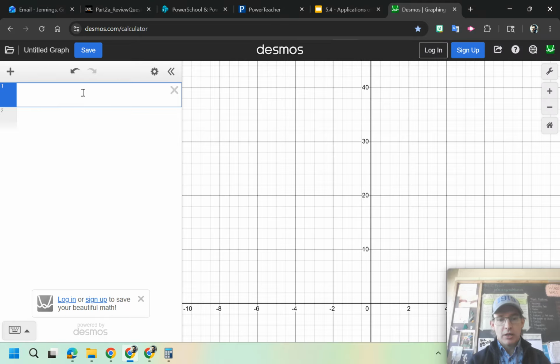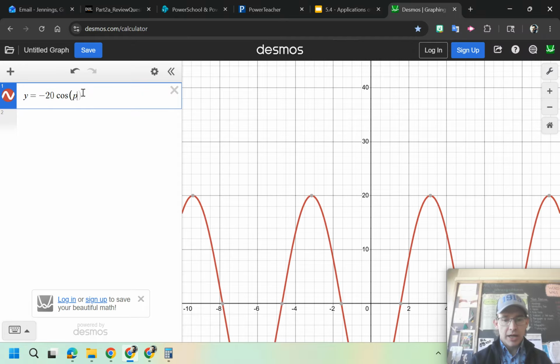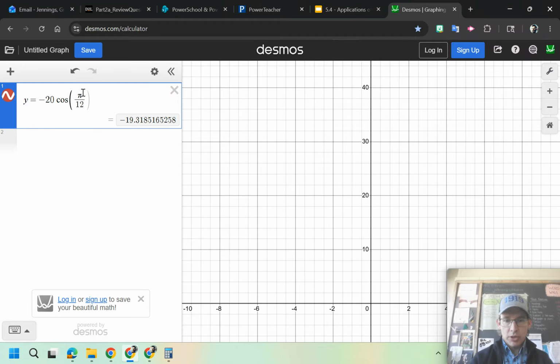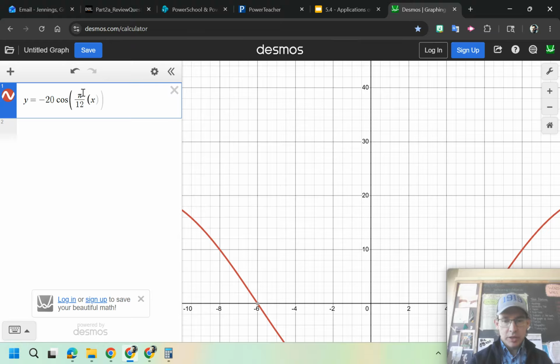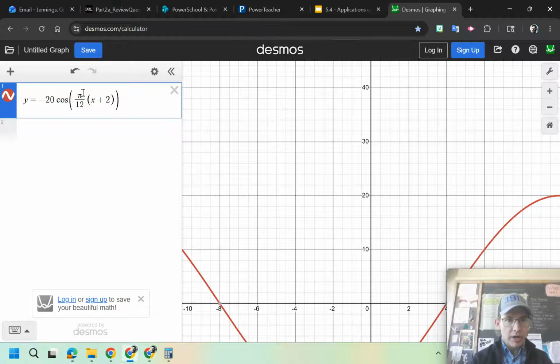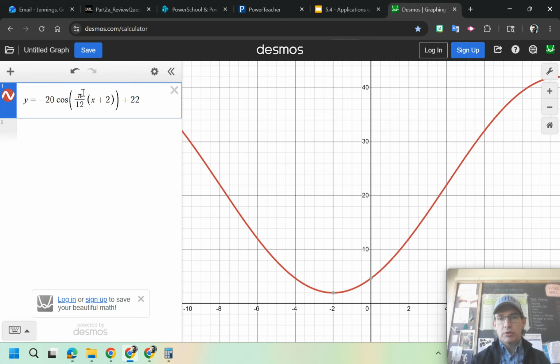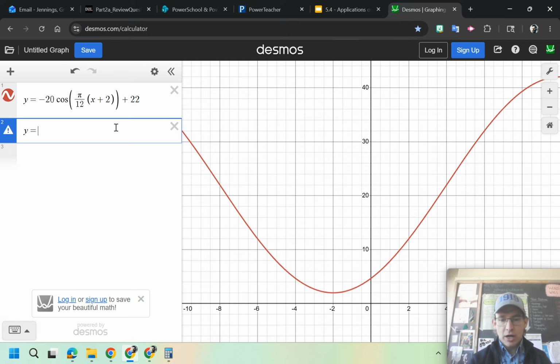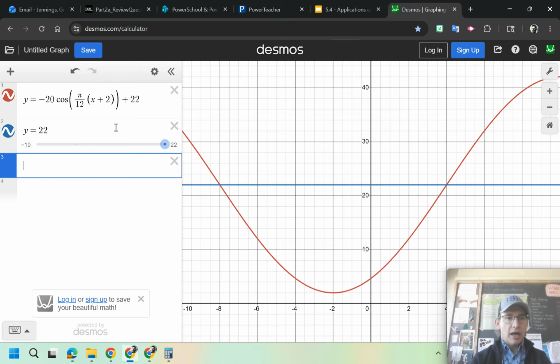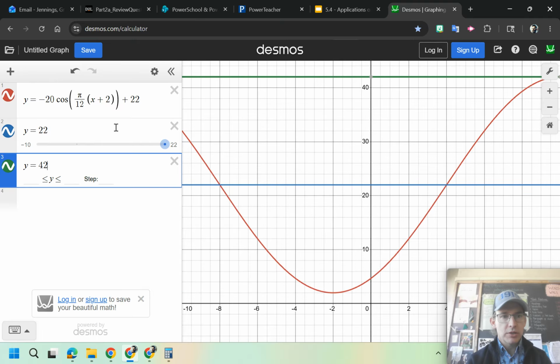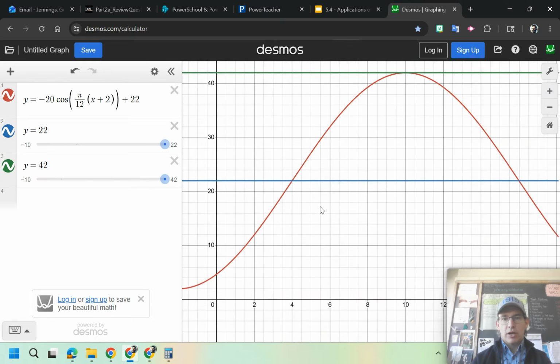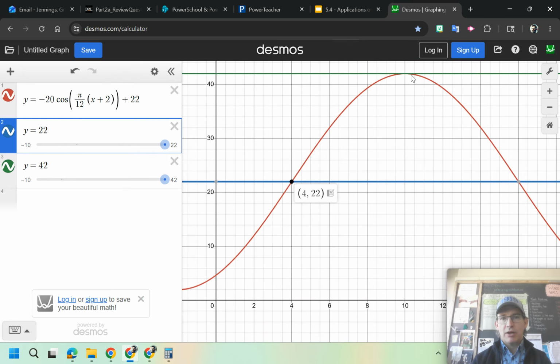That's my favorite. Okay, so we have y is equal to negative 20 cosine of, put it in brackets, pi by 12, multiply this by x plus 2, end the bracket again, add 22. Oh, isn't this just delightful? And then put in your y equals 22 and your y equals 42. And just go on a magical mystery tour here. Look at that. We nailed them.